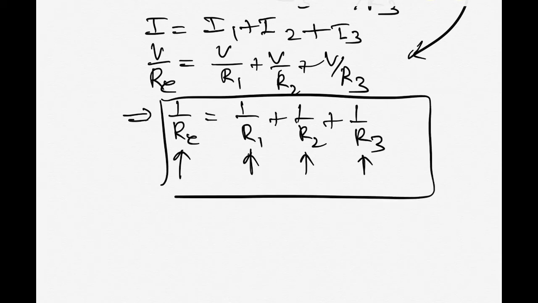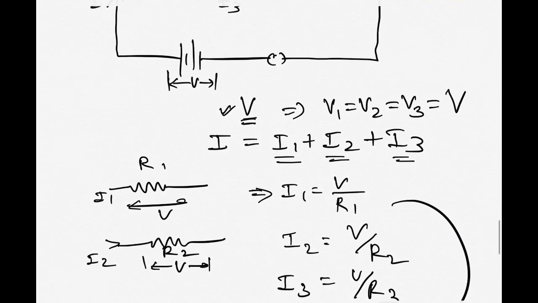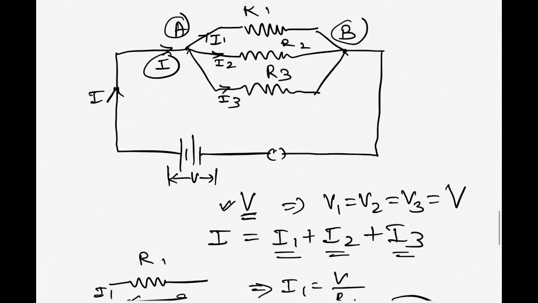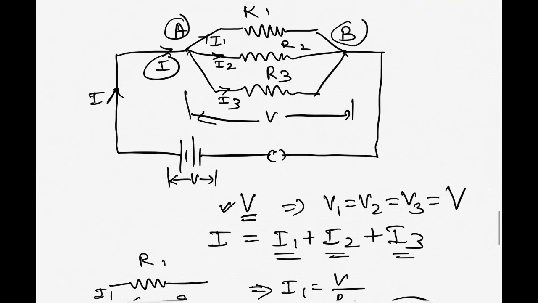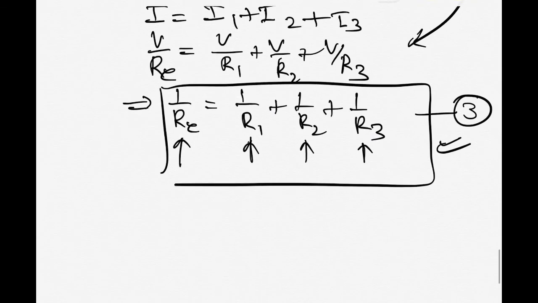So this is the formula used when you have resistors in parallel. There are three things we know in parallel circuits. One is that the voltage drop across each resistor R1, R2 and R3 is the same, V. The second thing is the total current I is equal to the summation of I1, I2 and I3. And the third thing is that the formula for equivalent resistance is given by this formula.